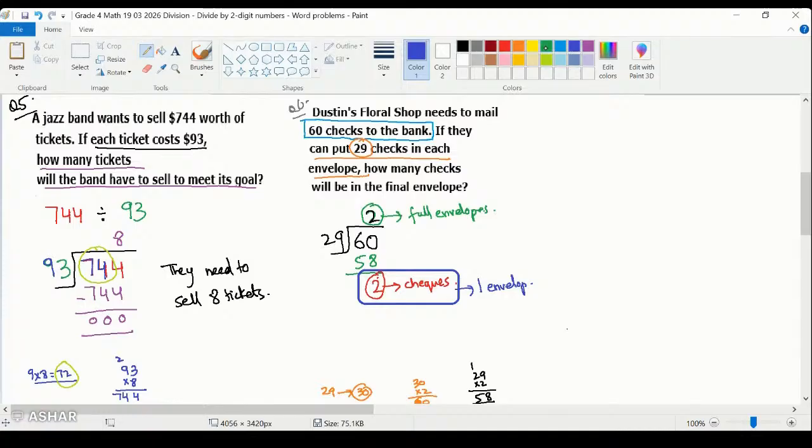The question was how many checks will be in the final envelope? 2 checks in the third envelope. Perfect. I tried to answer 2 questions here: that they are using 3 envelopes and there would be 2 checks in the last one. Hi, Berok. Okay. Let's have a look at another example.